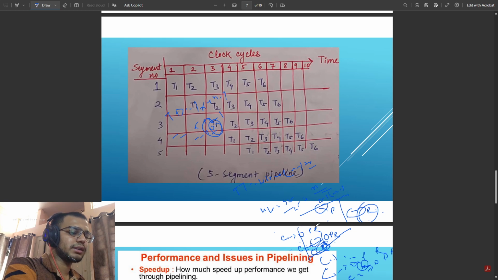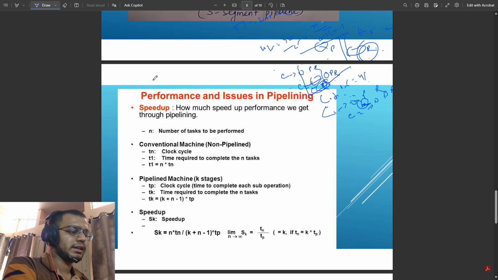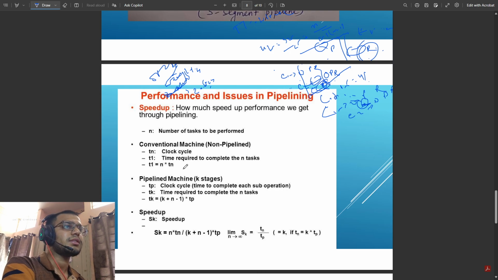So let's take an example of how we can calculate the pipelining. Let's take TP equal to 20 nanoseconds, K equal to 4, and n equal to 100. Then how do we calculate it? K plus n minus 1, that is 4 plus 99, into 20, that is 2060 nanoseconds.